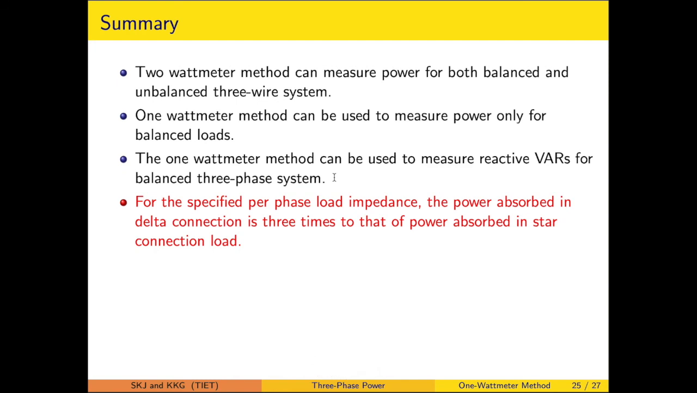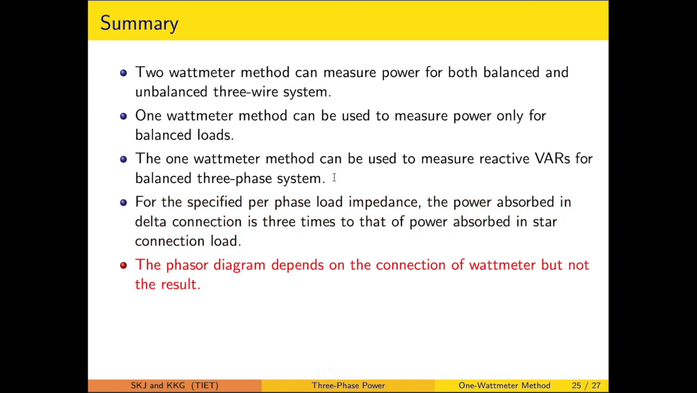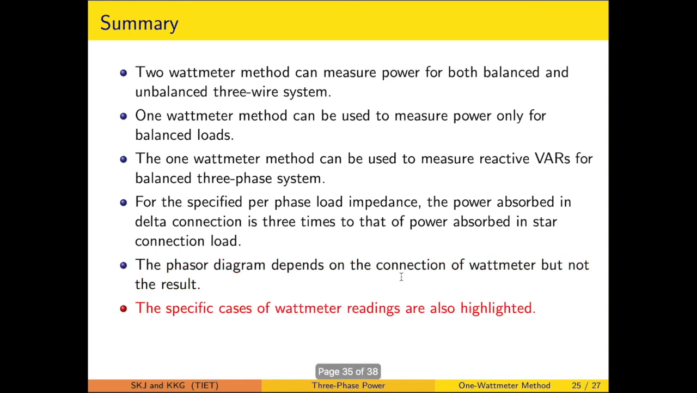For the specified per phase load impedance, the power absorbed in the delta connection is 3 times that of the power absorbed in the star connected load. This we have seen with the help of example. The phasor diagram depends on the connection of the wattmeter, how you are orienting the R and B terminals. However, the end result is coming out to be the same, that particular will be root 3 VL IL cosine of theta.